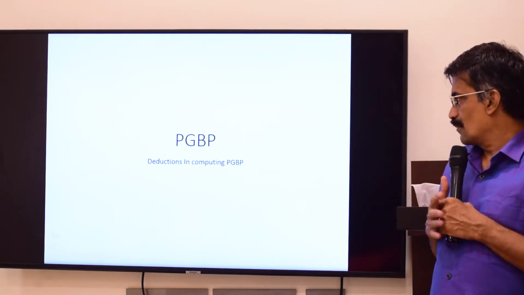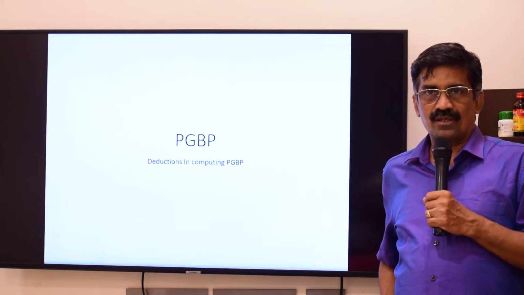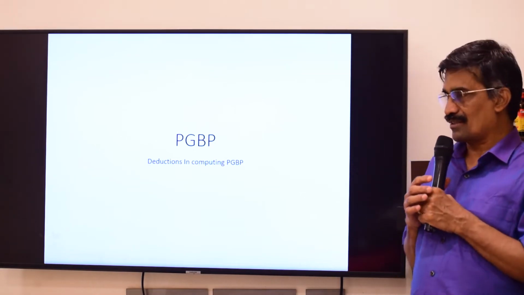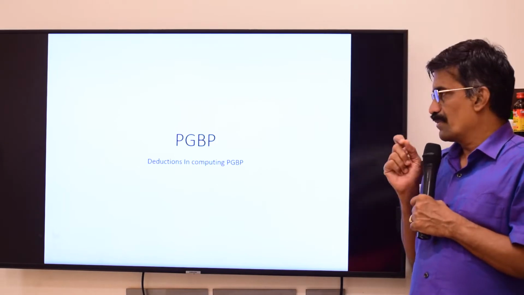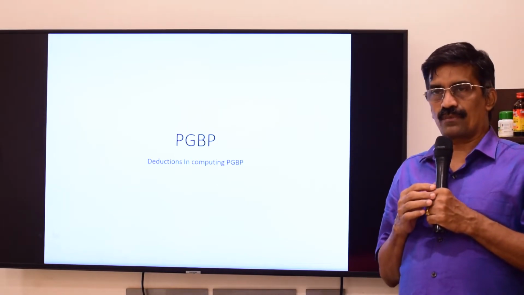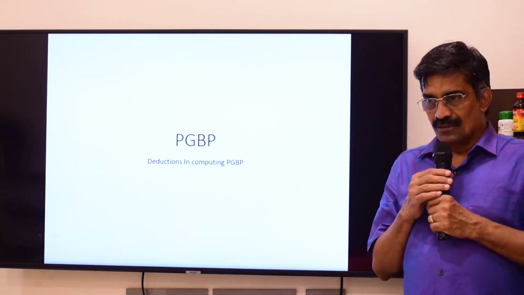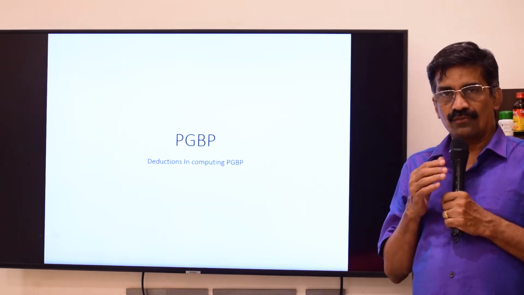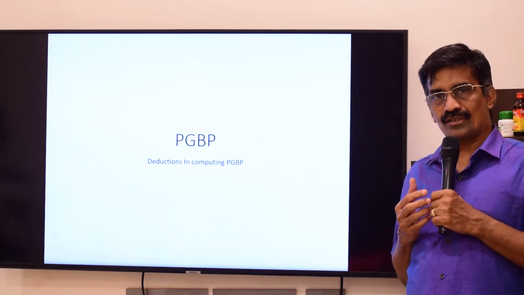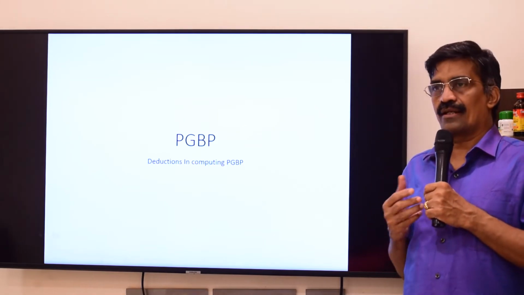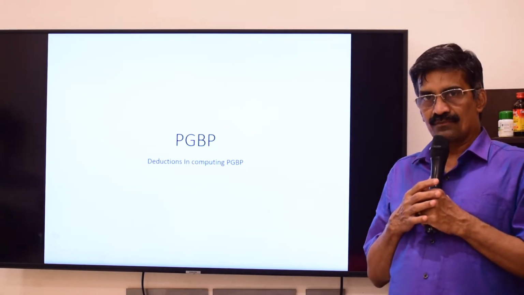So first, today we'll go to a very important chapter in income tax from the point of view of examination, from the CA point of view: PGBP, or profits and gains from business or profession. Sections 28 to 44D deal with business income. Section 28 is a charging section. Section 29 deals with how to compute the business income.